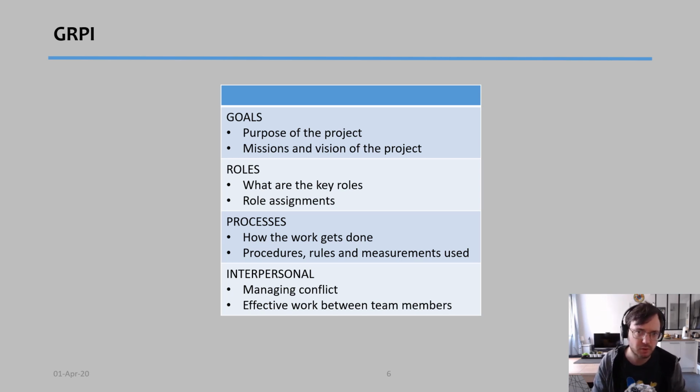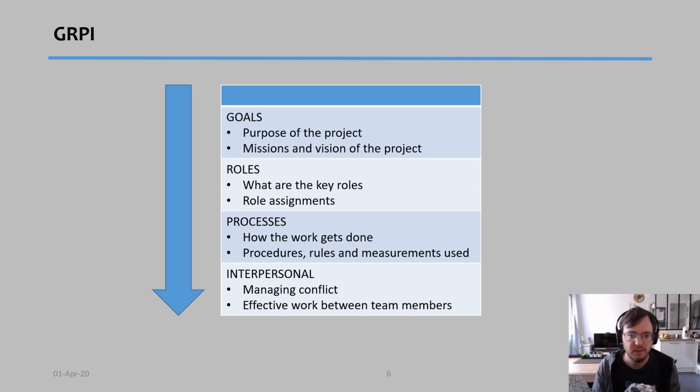And finally, interpersonal problems are problems related to people. So it's about managing conflict, it's about having a more effective work between team members, and about, for example, sometimes when people literally hate each other during a project. So here we see the four types of problems. So now the big question you have to answer is, what kind of problem do I have?